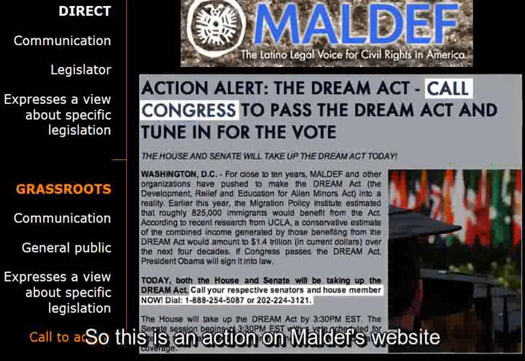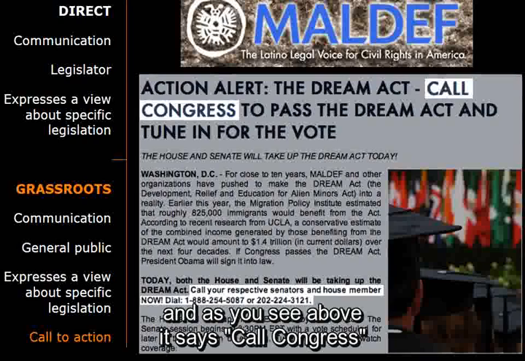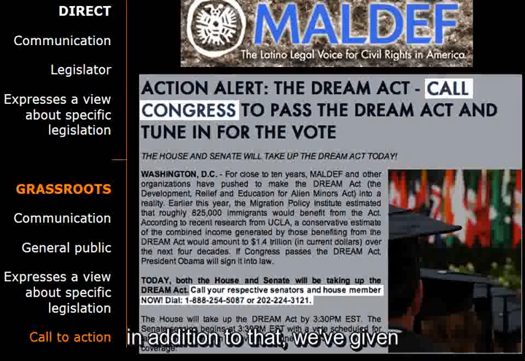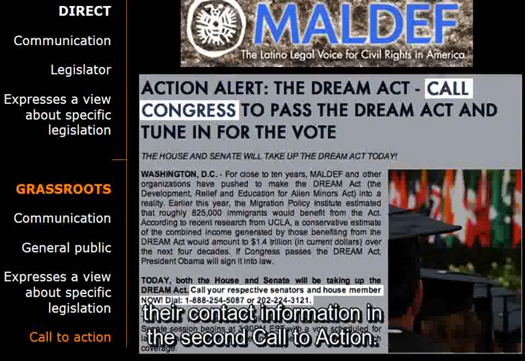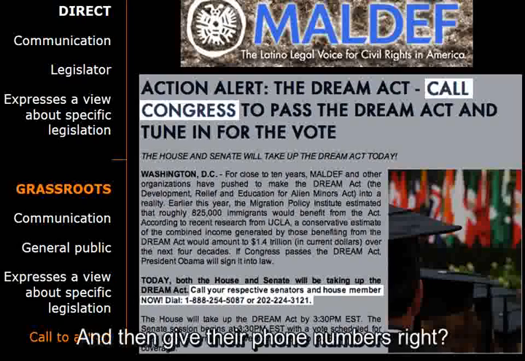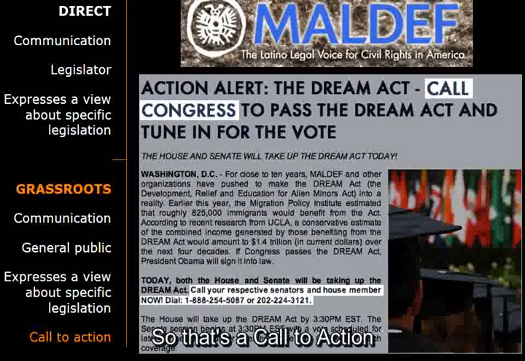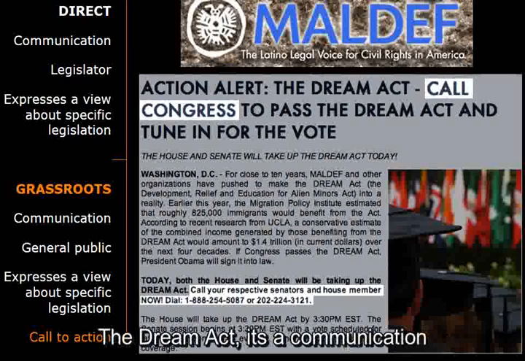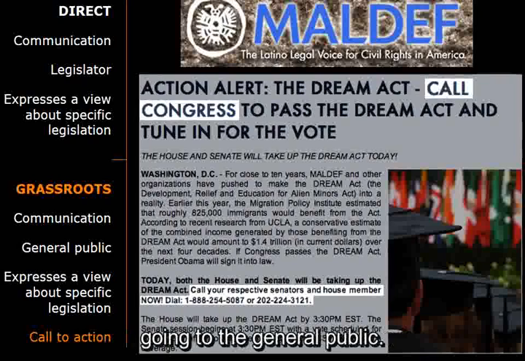So this was an action on MalDef's website. And as you see above, it says call Congress, telling the general public to call Congress. In addition to that, we've given their contact information in this second call to action. And it gives their phone numbers, right? So that's a call to action, expressing a view about a specific bill, the DREAM Act. It's a communication going to the general public. That is grassroots lobbying, okay?